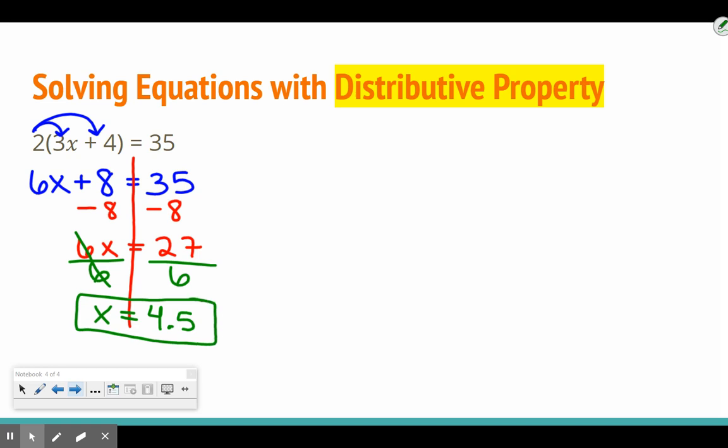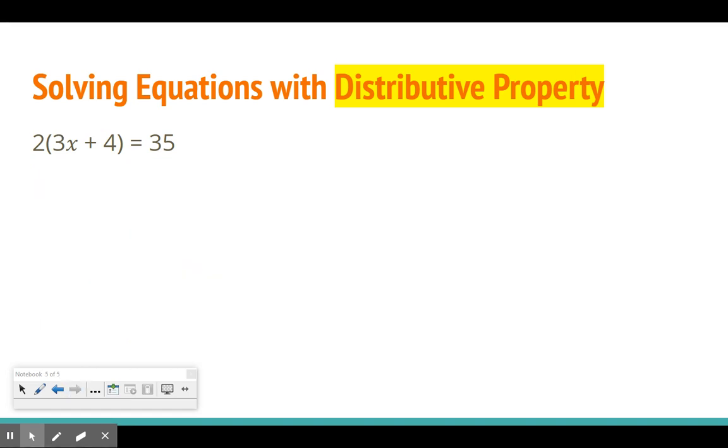When you are solving equations, you should always have all of your work shown. So exactly what I have up on the board, this is the expectation for you.